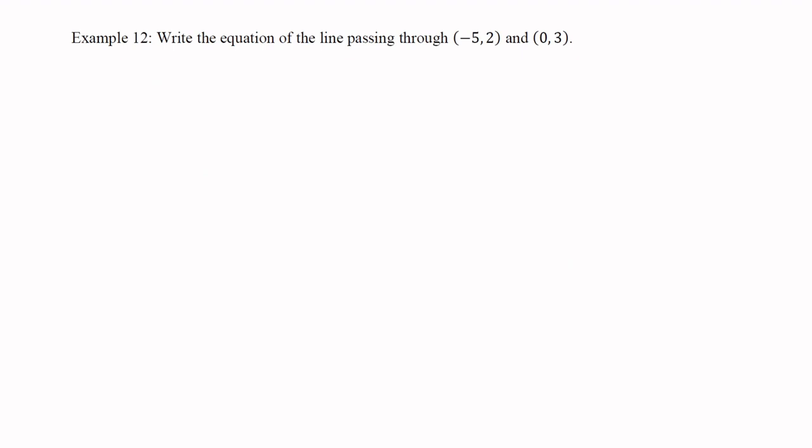Write the equation of the line passing through negative 5, 2 and 0, 3. So in this one, we have 2 points, so we can find the slope by using our slope formula. Plug in our x2, y2, and our x1, y1. Find out our slope is 1/5.